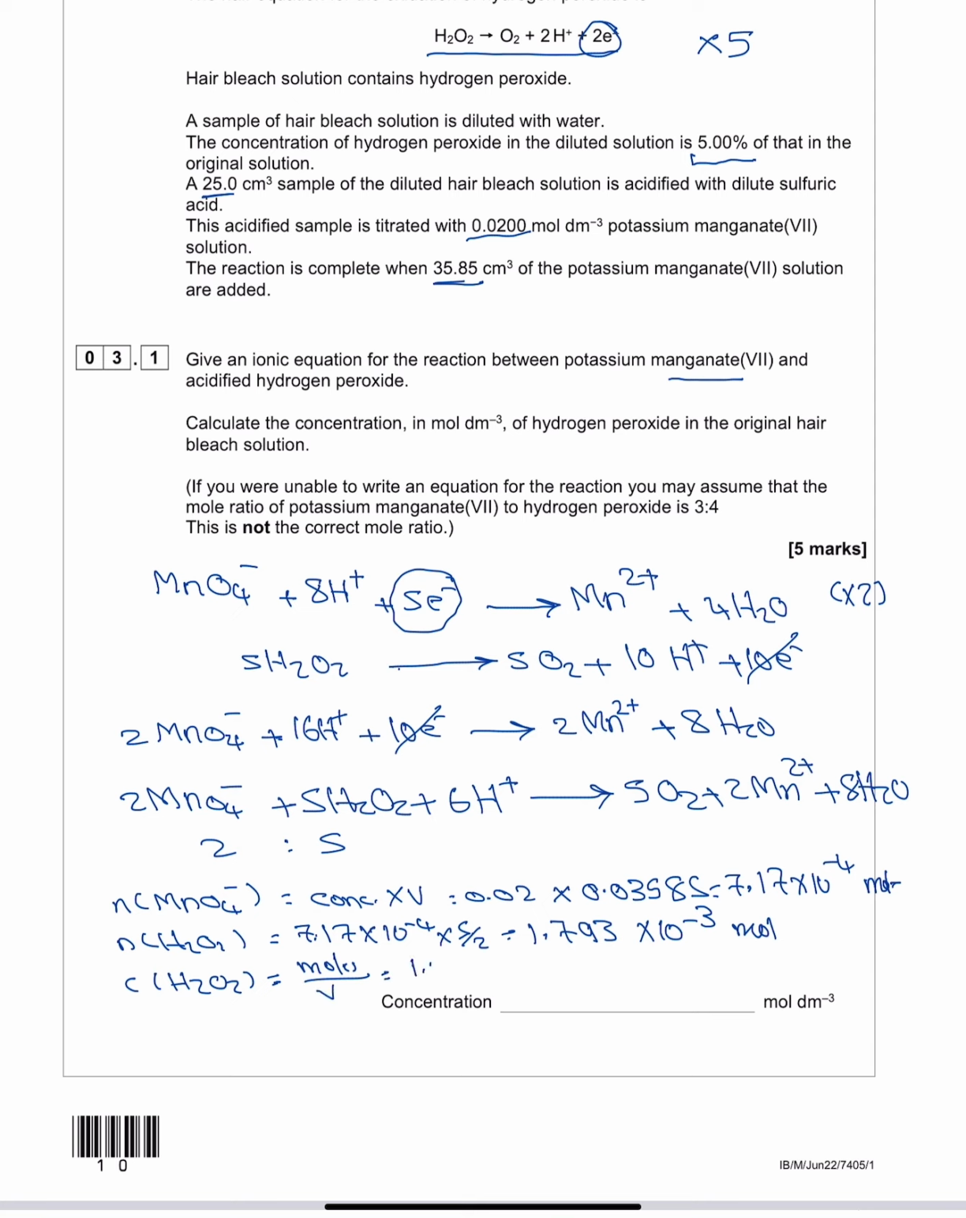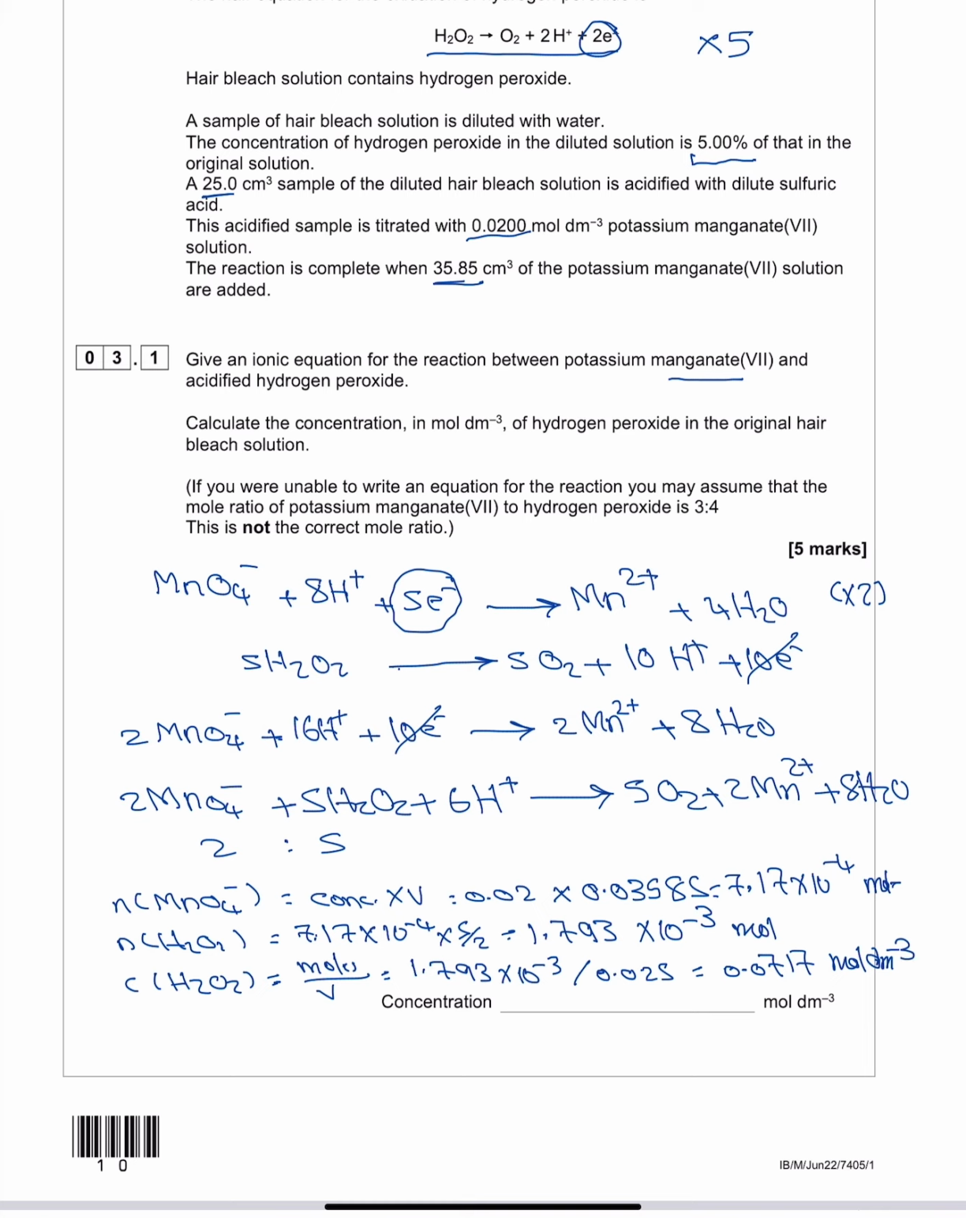So this is 1.793 times 10 to the minus 3, and this is divided by the volume in decimeter cube, which is 0.025 decimeter cube. The concentration now is 0.0717 mole per decimeter cube.